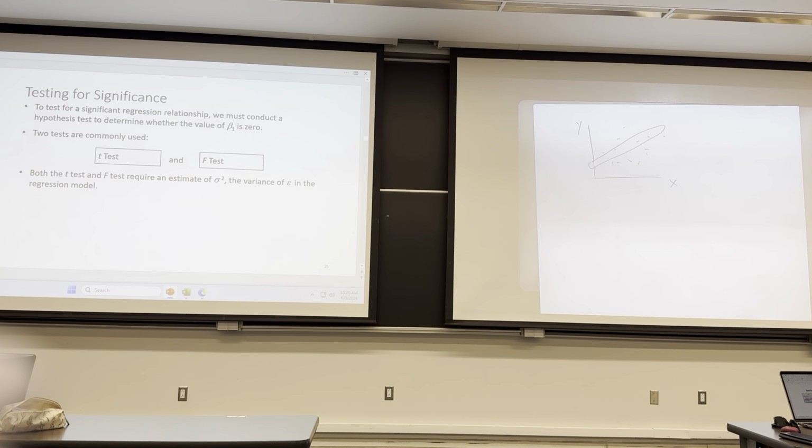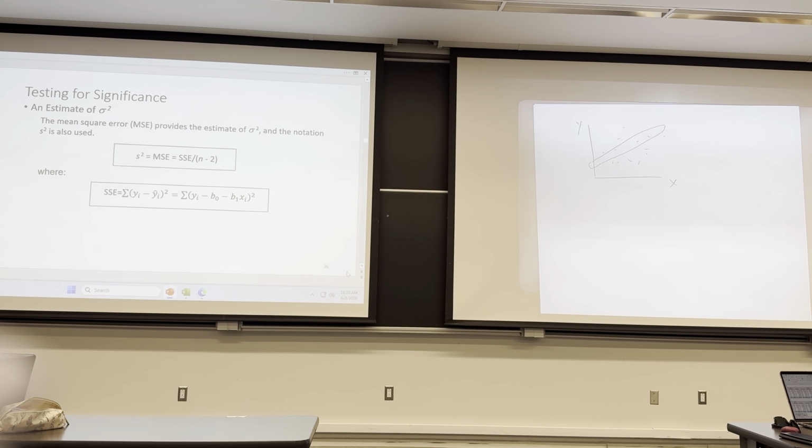We can use two tests. One is the t-test and the other one is the f-test. We can use either one of them to determine whether there is a relationship or not. Now, testing for significance: an estimate of variance. The mean square error provides the estimate of variance, and the notation S square is used.